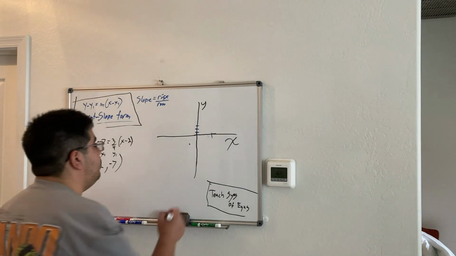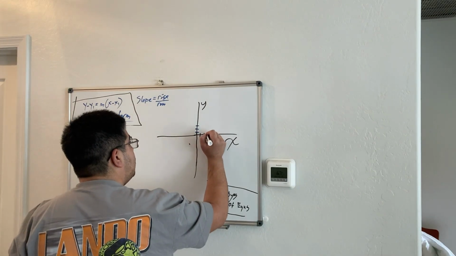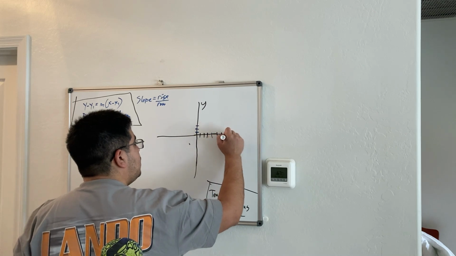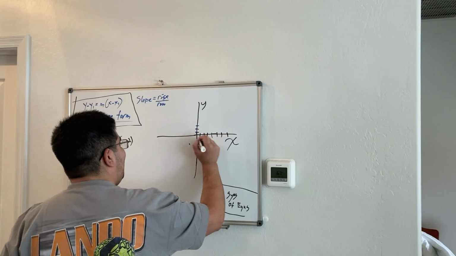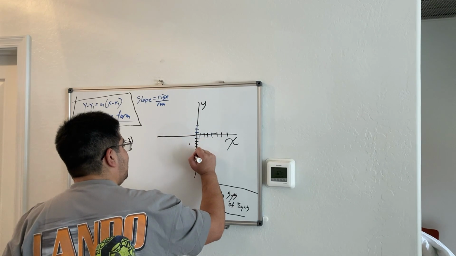So let's draw that up here. 2, -7. Sorry, I just needed to go 2, and then we go 7 down here. 1, 2, 3, 4, 5, 6, 7.